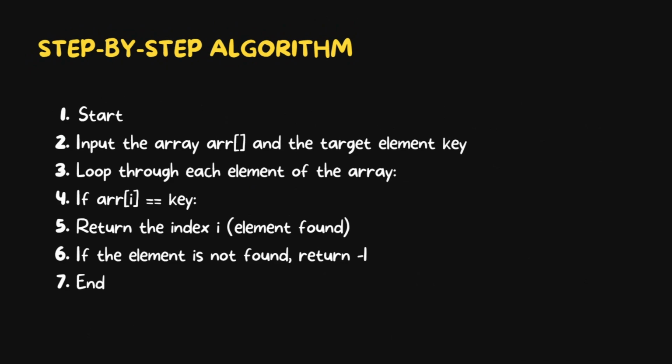Now, let's break down the algorithm step by step. First, we begin the search process. Then, we input the array and target element. Then, we loop through each element of the array and compare the current element with the target. That is the fourth step: if array of i equals key, we check if the current element matches the target. And in the fifth step, if a match is found, we return the index. Next, if no match is found, we return -1. Then we complete the search.